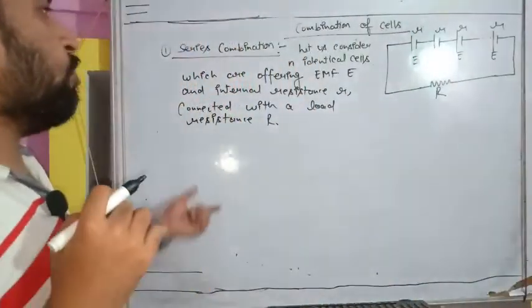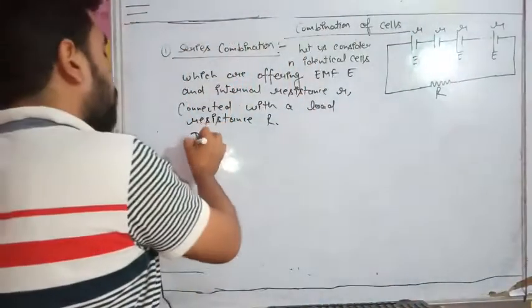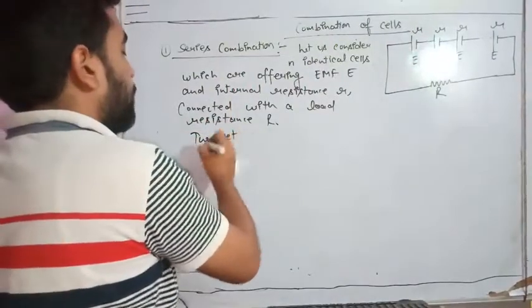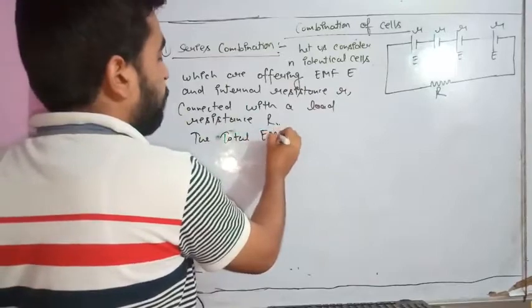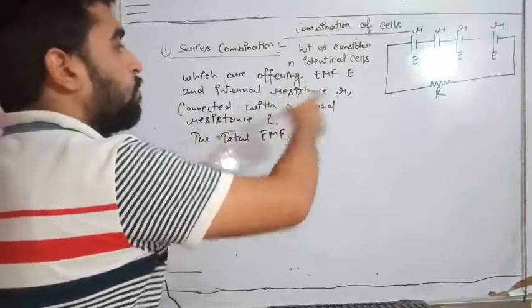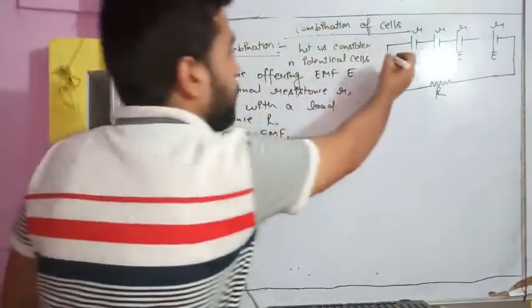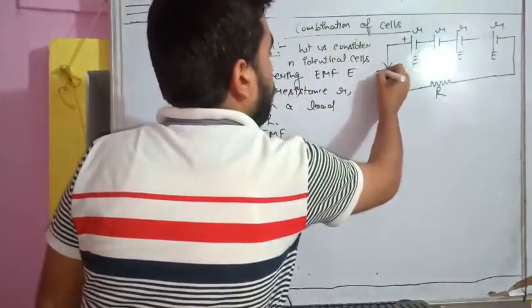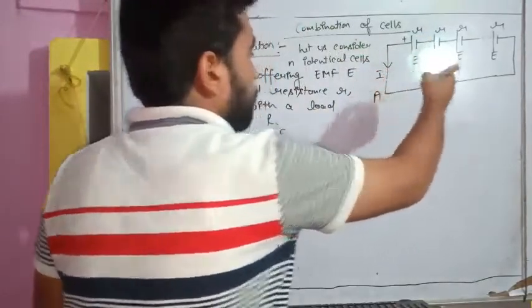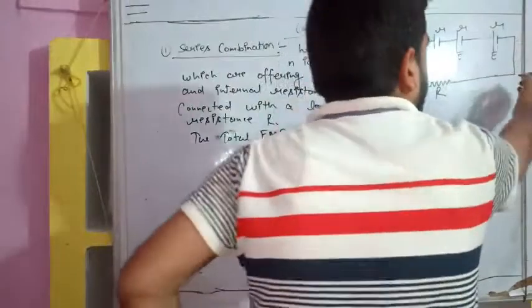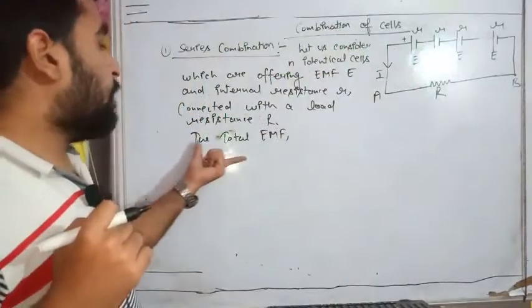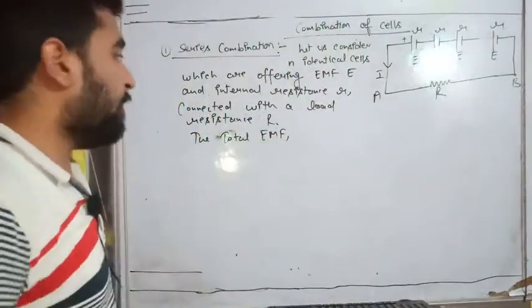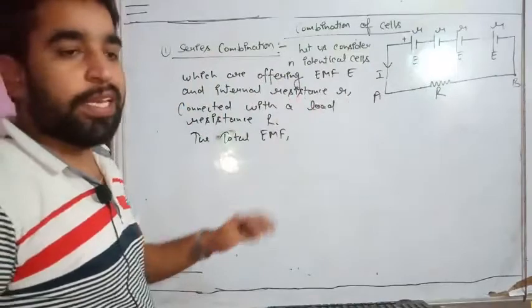Now students, what should be the net or the total EMF for this circuit, as you have added all these? And what is the direction of current? This is going to be the direction of current. Suppose this point is A and this point is B. So the direction of current is from A to B. The total EMF will be the sum of all individual EMFs.